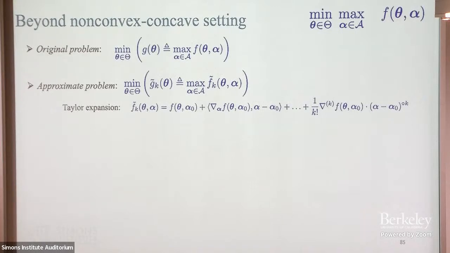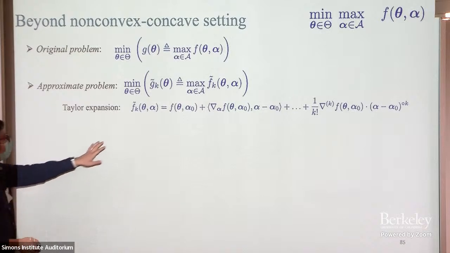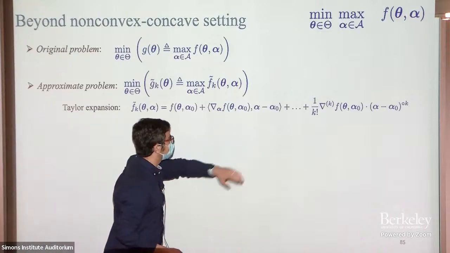To give you basically the technical result, if this is the original problem, we essentially use a Taylor expansion. Let's look at the Taylor expansion of the problem. Instead of G, I will use the Taylor expansion of it, where I take the max over F tilde K. F tilde K is the kth order Taylor expansion of F. The Taylor expansion is with respect to alpha only, not with respect to theta.